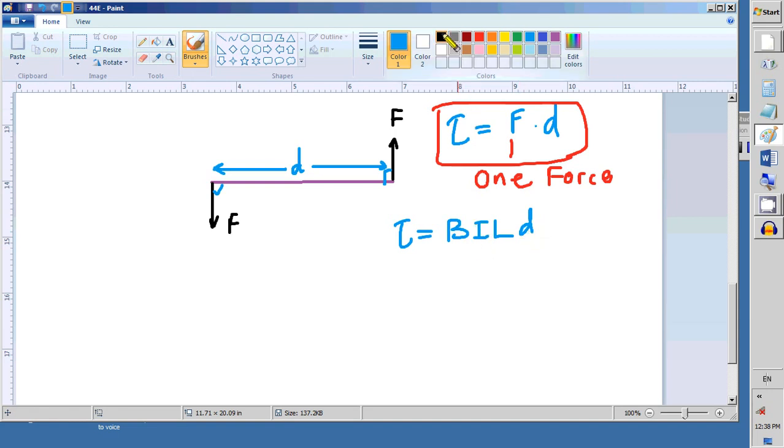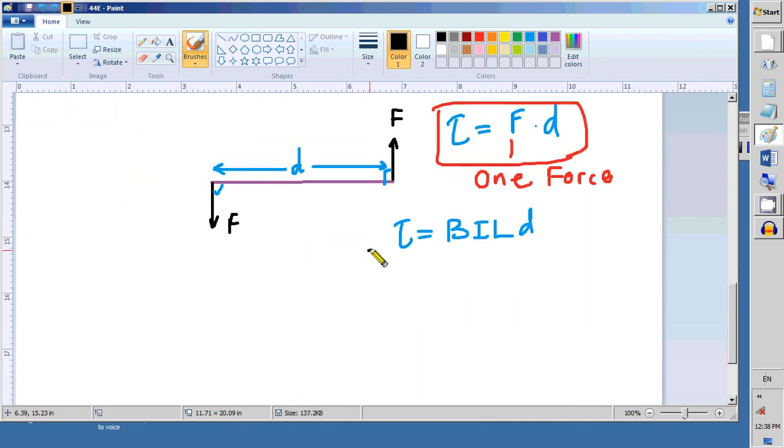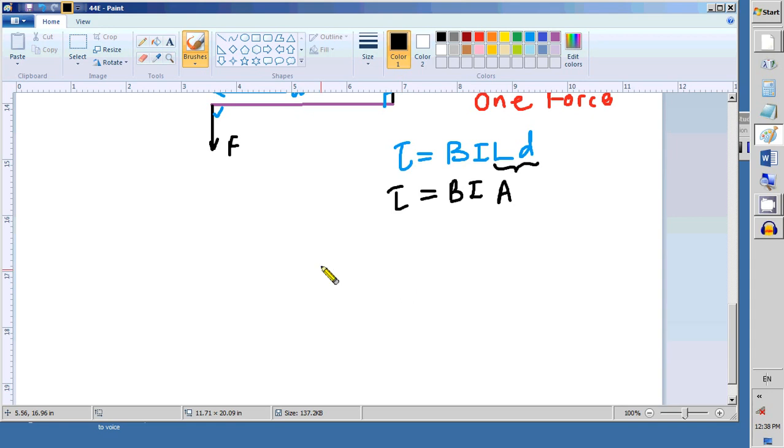So now we have a term like this, L times d. What is L times d? L is the length of this side and d is the length of this side. So when we multiply those two, what do we get? It is equal to the area of the loop. These two give us area. So torque equals BI times the area of the loop.